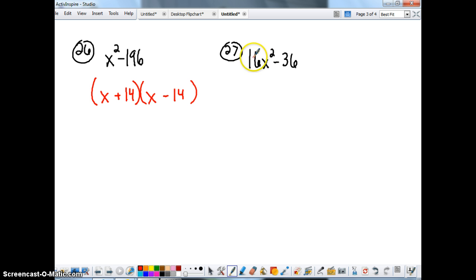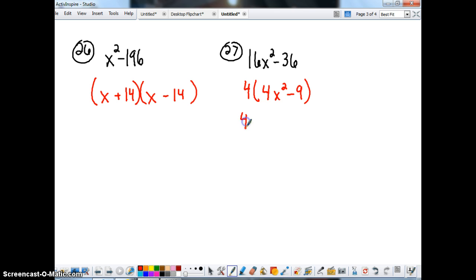So 16 doesn't go into it. 8 doesn't go into it. Actually 4, it does go into that. So when I take out my 4, I'm left with 4x squared minus 9. So again, the greatest common factor there is 4. There's no x's that I can take out because the second one does not have an x. And this 4x squared minus 9 is now, again, the difference of perfect squares. Both 4 and 9 are perfect squares.